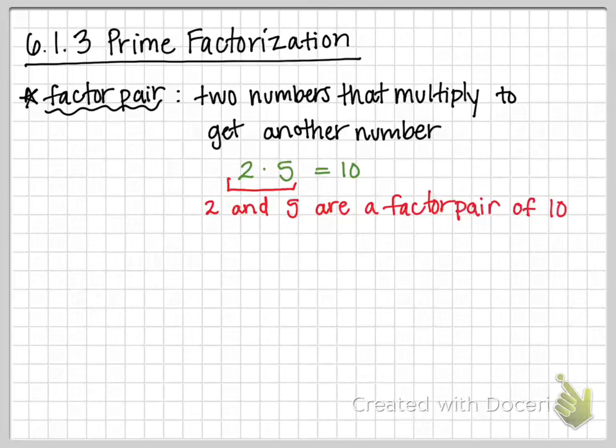Pairs. So a pair is a set of two, right? So a factor pair is a set of two numbers that multiply to get another number. So for example, 2 times 5 is 10. So 2 and 5 we would say are a factor pair of 10 because if we multiply them, they give us 10. So those 2 and 5 are considered a factor pair of the bigger multiple, of the bigger number, 10.